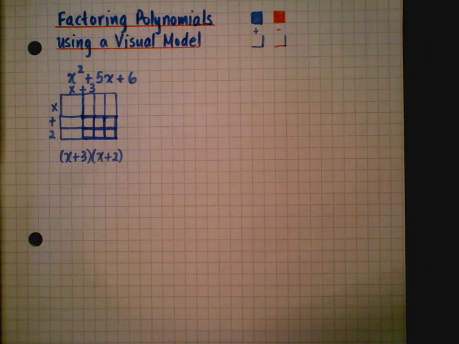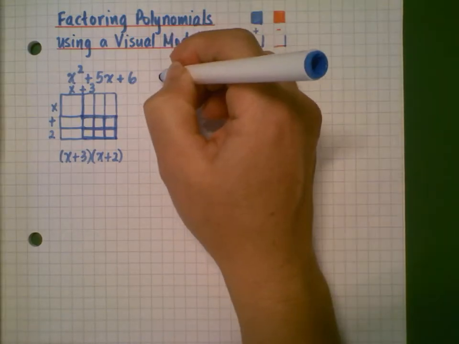If it isn't possible to arrange it into a completed rectangle with no gaps, then the trinomial that you've been given, or binomial, is not factorable. All right, let's try another one.